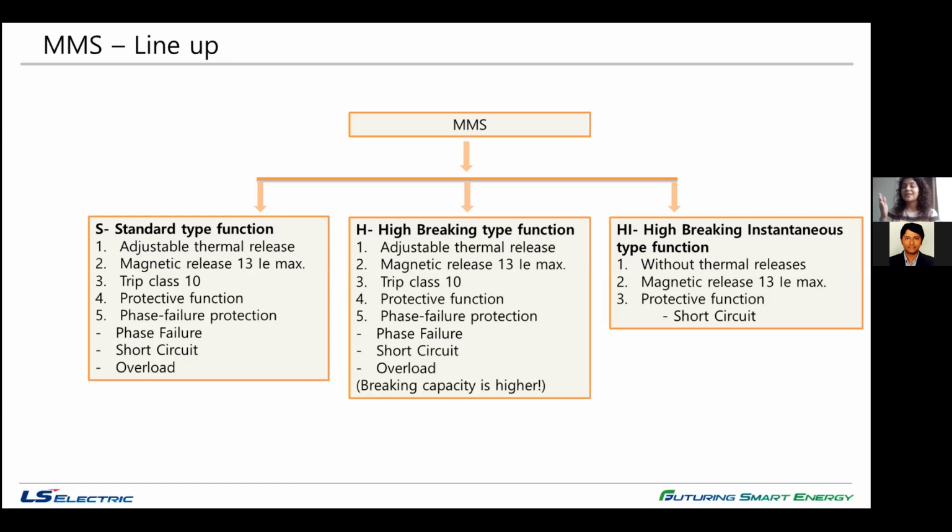And high braking instantaneous type function, it does not have any thermal release. It only has a magnetic release. And since it's a magnetic release, the protective function is short circuit. So I hope you understood. There are 3 types: standard type, high braking type function, and high braking instantaneous type function.